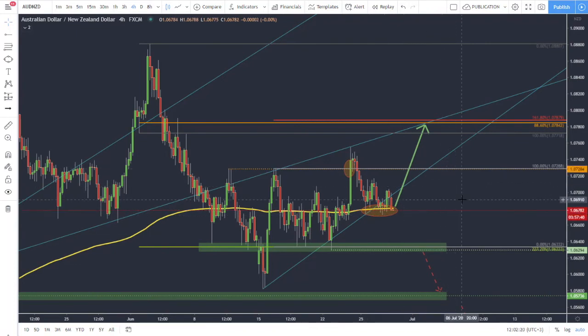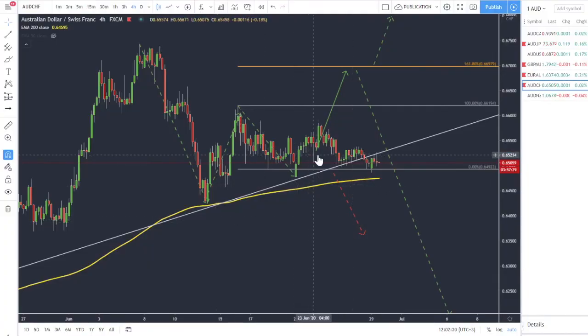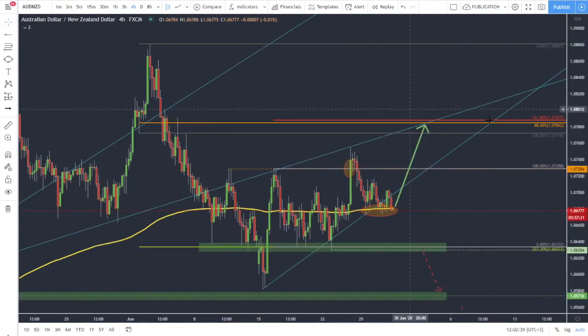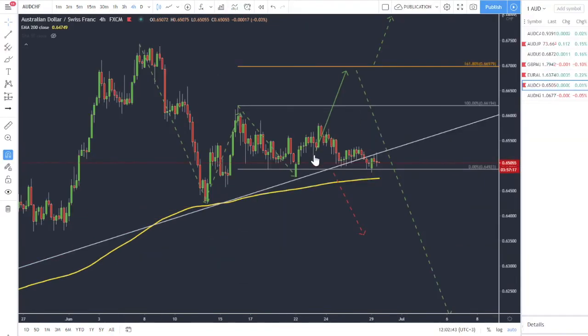And before we finish, I would like to share with you the previous analysis on the Australian Swiss franc, just to have a look at what happened. What we have here is we were expecting this move to the upside towards 161.8 Fibs. And it also corresponds to Australia and New Zealand, because here we also have 161.8 Fibs. So these are the kind of moves that are expected.